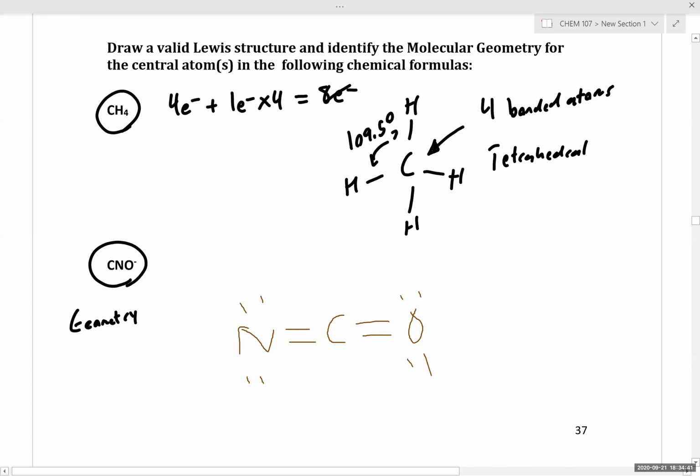Let's see some assigned geometries. I want to make sure everyone's comfortable with assigning geometries, as this will be a critical skill to help you understand and mentally visualize the shape of different molecules, to understand what molecules look like in three-dimensional space.